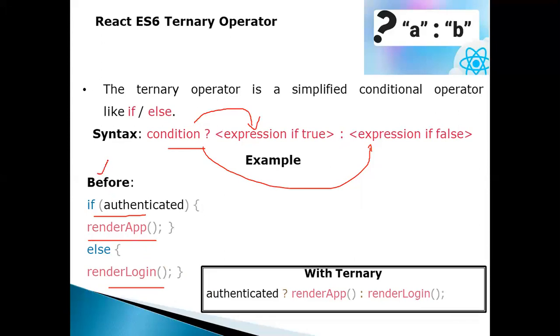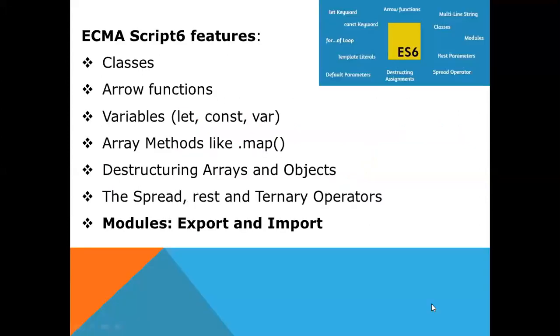This is before using the ES6 ternary operator. ES6 means what? Don't individually call it ES6; it's React ES6, right? So before, we were calling it like this: if authenticated, if true, go for this function; if false, go to this function. But simply with the help of the ternary, we can write authenticated, question mark, if it is true, go for render app, colon, if it is false, go to render login. Like this, we can do that.